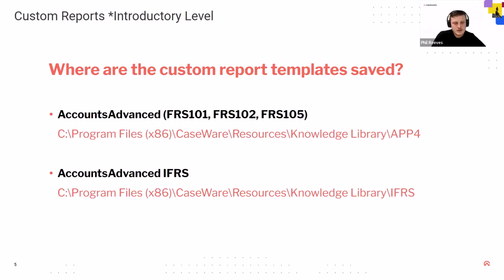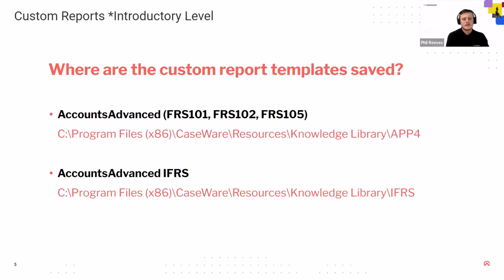So for those producing AccountsAdvanced FRS 101, 102, 105, you want to go into the C drive, Program Files 86, Caseware Resources, Knowledge Library, and then the APP4 folder. But for those producing IFRS reports, you want to be using the IFRS folder within that knowledge base location. So a slight difference, but again, very simple to locate. And that's really where we're going to start with today's webinar.